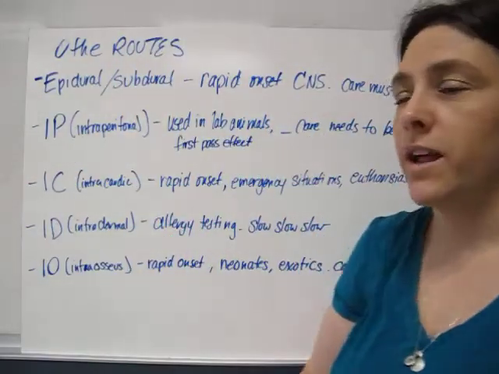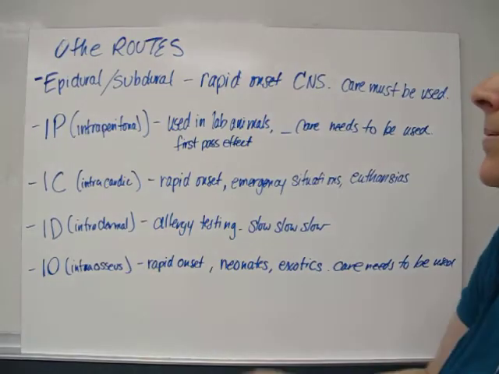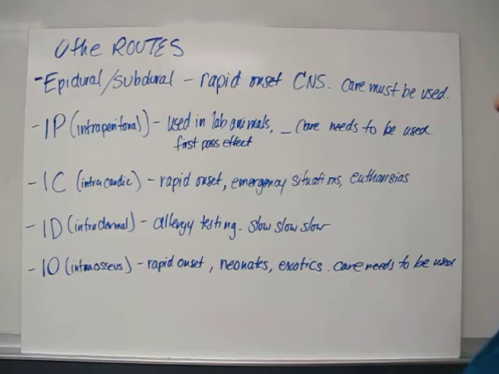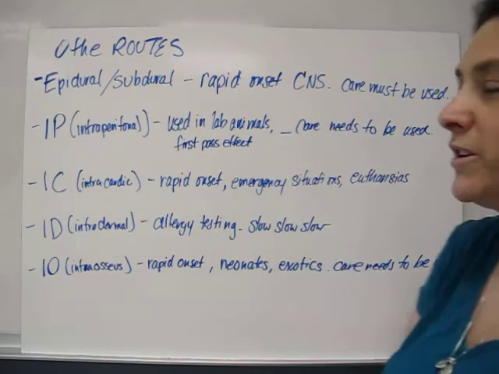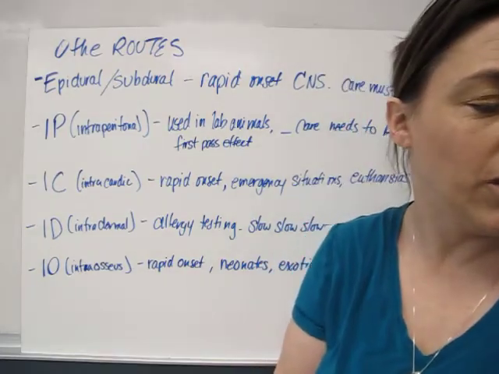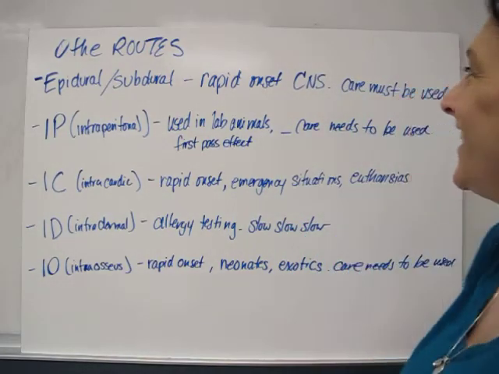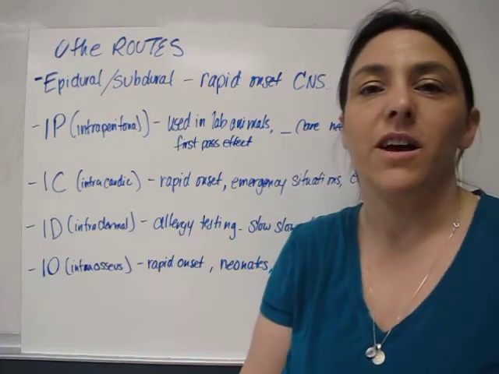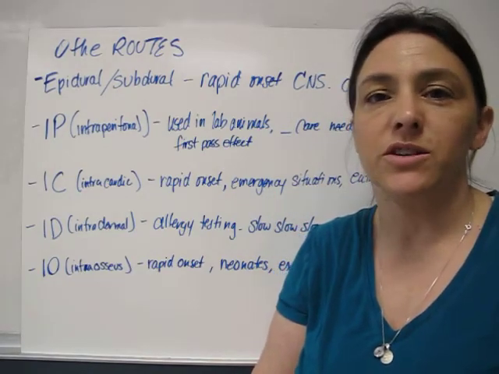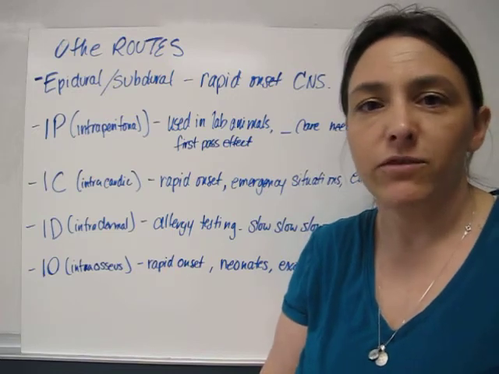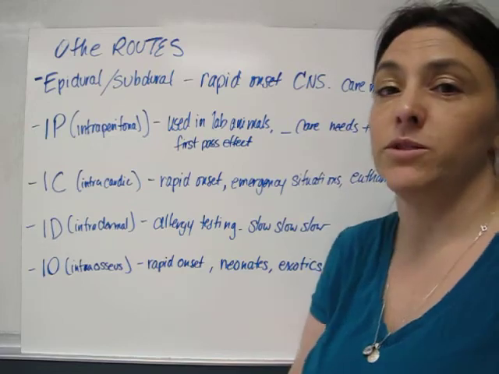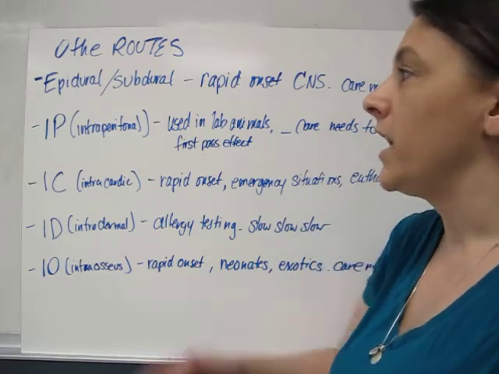Some other parenteral routes that we may see would be epidural, subdural. Okay, this is rapid onset in the CNS. Care must be used when you're doing this. Very easy to do an overdose, so you need to be careful of that. You also need to make sure that the medications you're using are sterile, that they are preservative-free, and that the site when you're placing the epidural or doing a subdural injection is sterile.